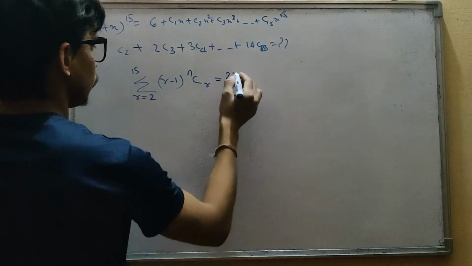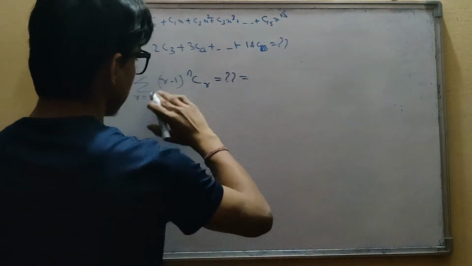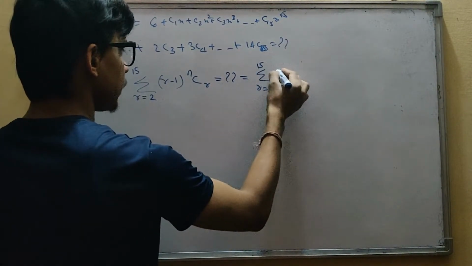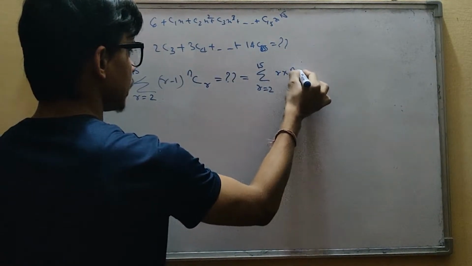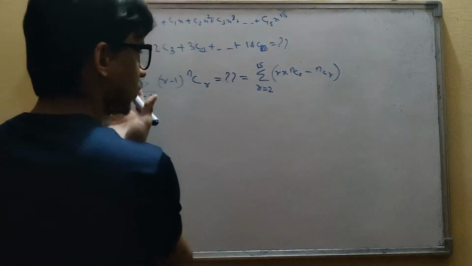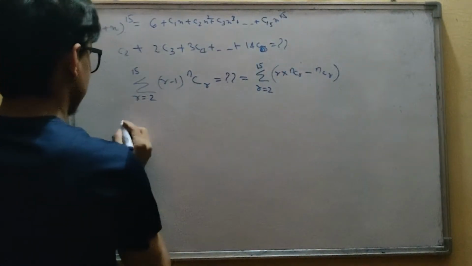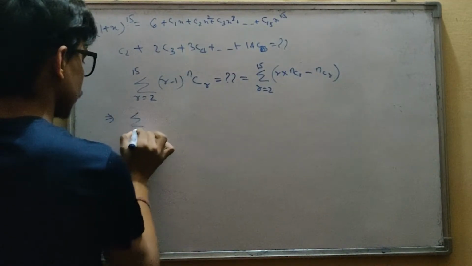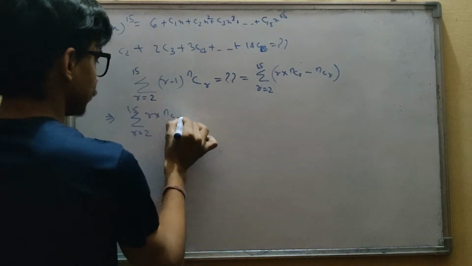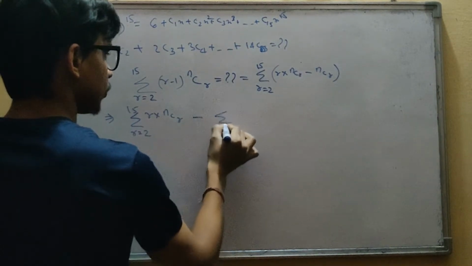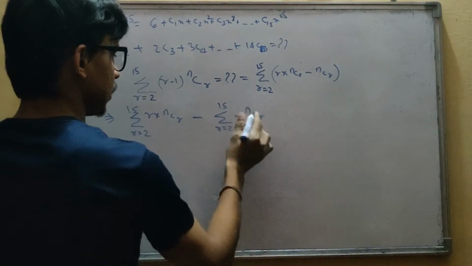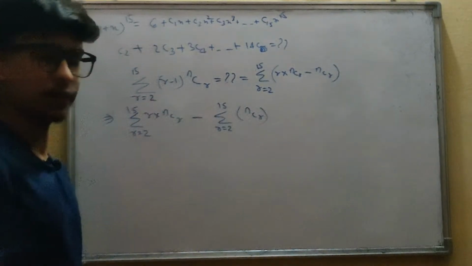Okay. Now if I multiply them, I am going to get this: r equals 2 till 15, r into nCr minus nCr. Okay, so this is what I get. Now just separate them. If I separate them, I am going to get this: r from 2 to 15, r into nCr, and minus the summation of nCr, just nCr. Okay, you got it.